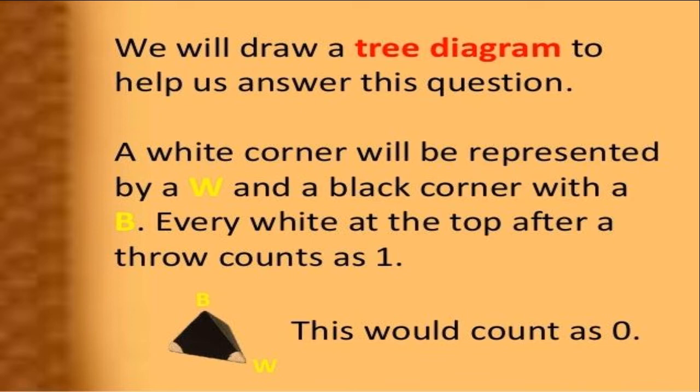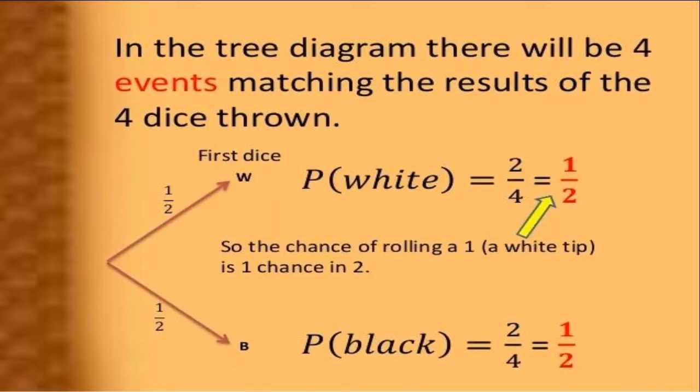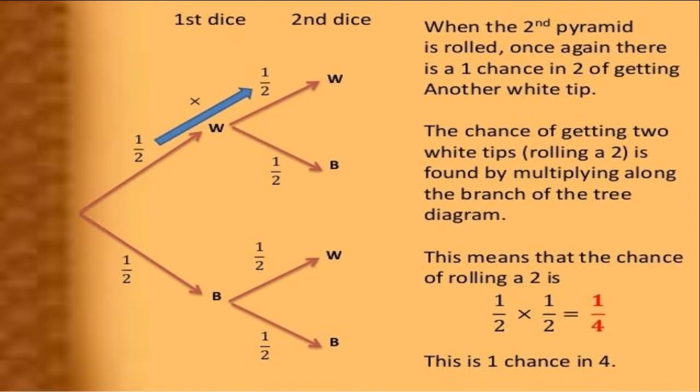A white corner will be represented by a W and a black corner with a B. Every white at the top after a throw counts as 1. This would count as 0. Further, in the tree diagram there will be 4 events matching the results of the 4 dice thrown. First die: P white equals 2 of 4 equals 1 of 2. P black equals 2 of 4 equals 1 of 2. So the chance of rolling a 1, a white tip, is 1 chance in 2. Next, when the second pyramid is rolled, once again there is a 1 chance in 2 of getting another white tip.